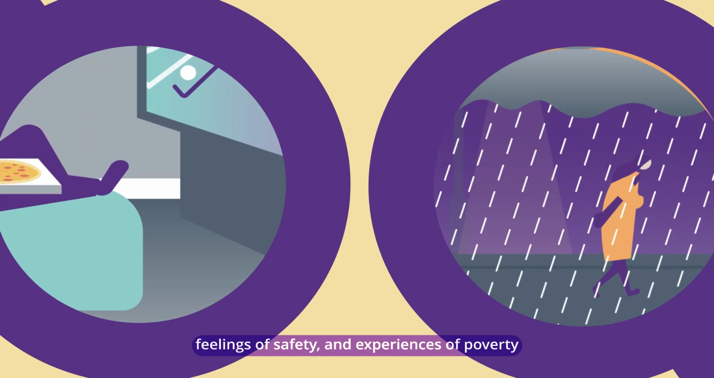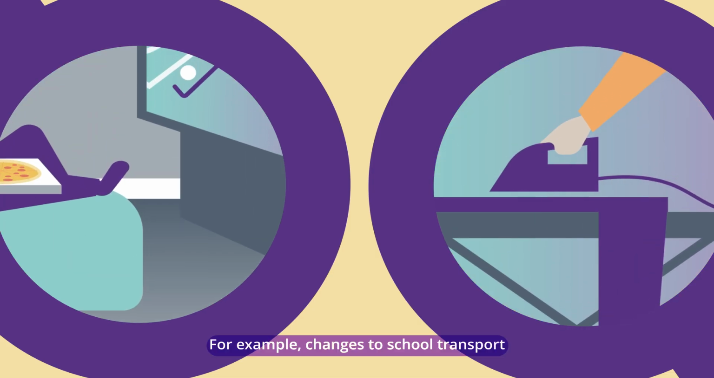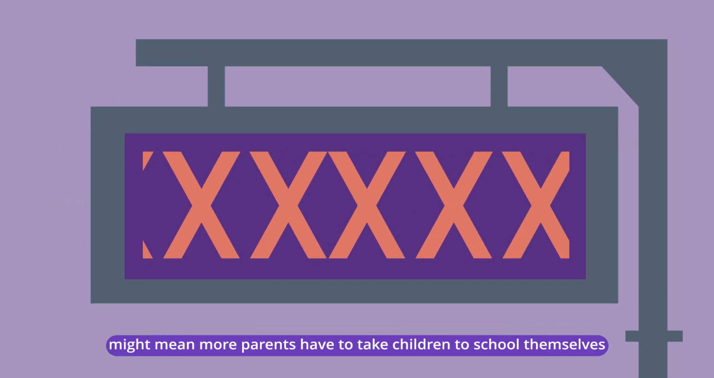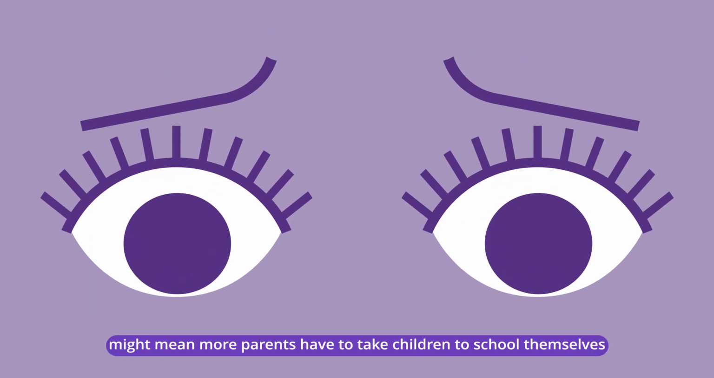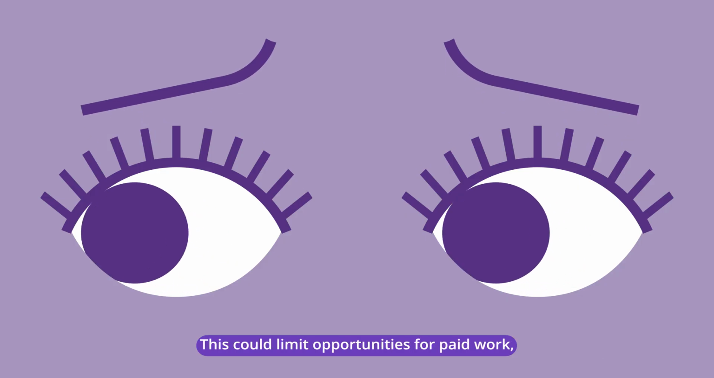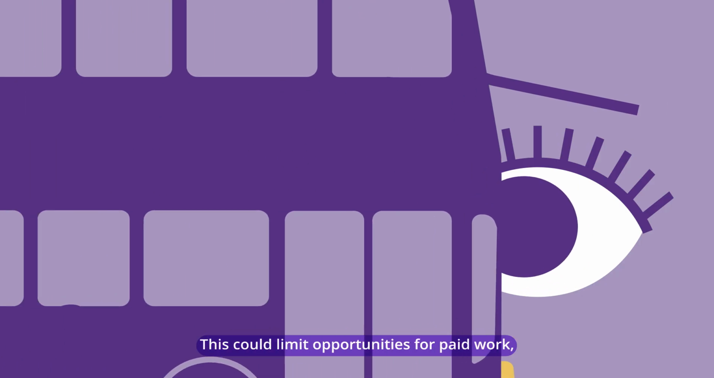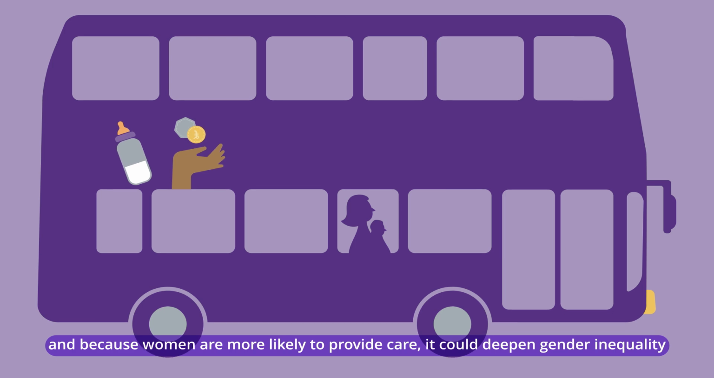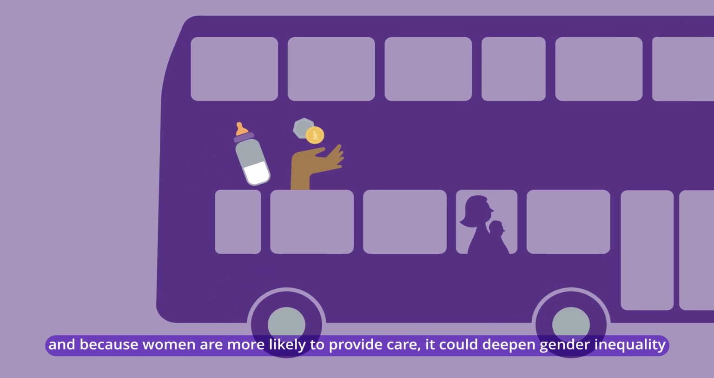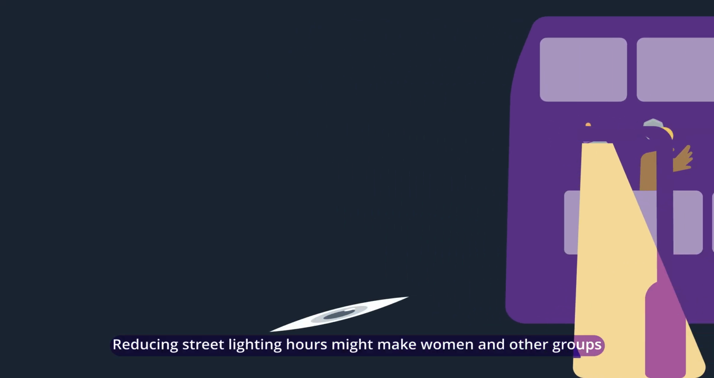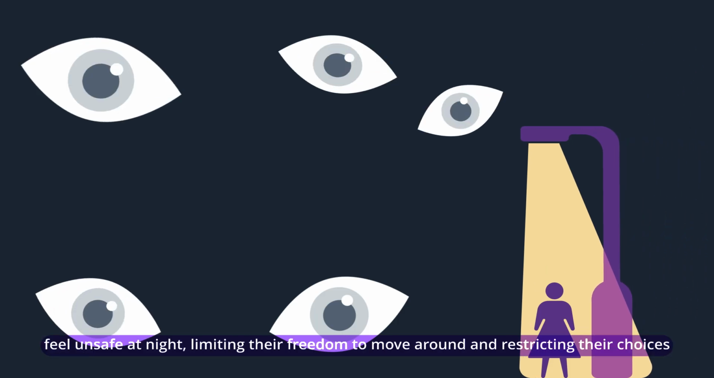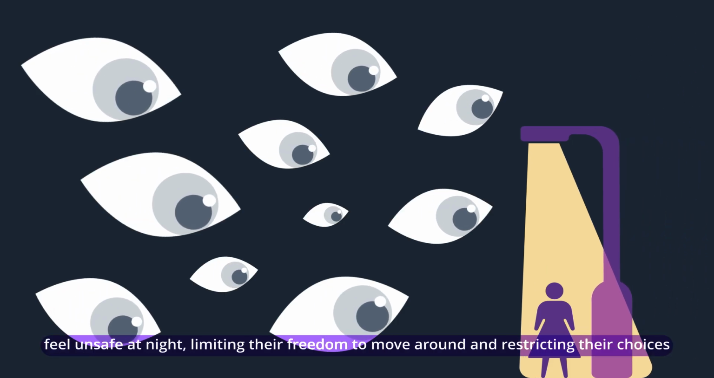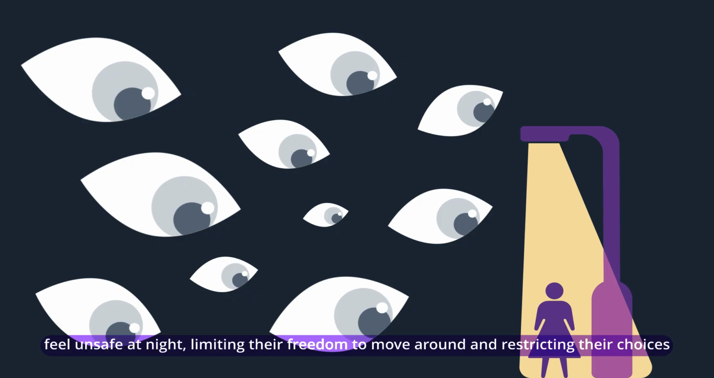and experiences of poverty. For example, changes to school transport might mean more parents have to take children to school themselves. This could limit opportunities for paid work, and because women are more likely to provide care, it could deepen gender inequality. Reducing street lighting hours might make women and other groups feel unsafe at night, limiting their freedom to move around and restricting their choices.